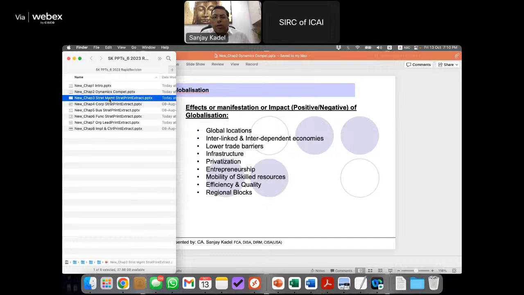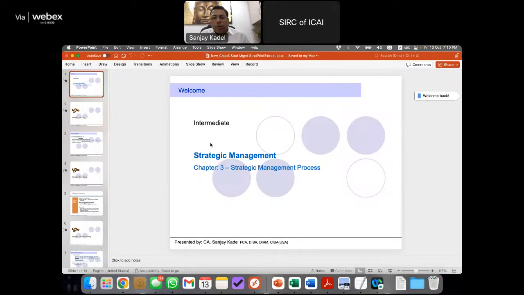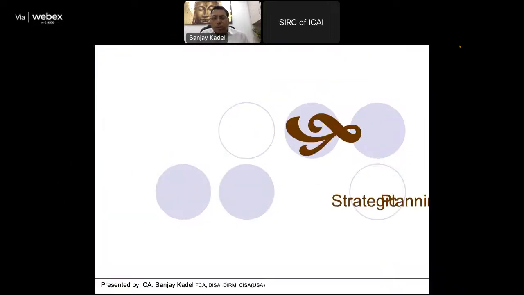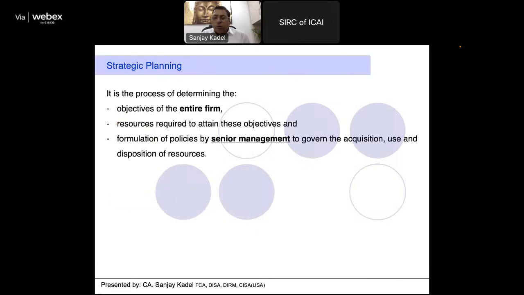Now let us see chapter number 3, which is about strategic management process. It is a fairly short and sweet chapter. So, what is the meaning of strategic planning? As I told you earlier, the word strategic means crucial, critical, top level, senior level, important. All these terms are connected to the term strategic.